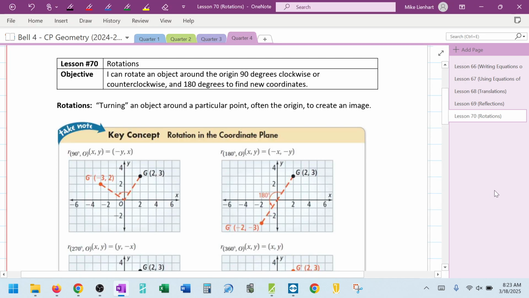This video is about rotations. Rotations are basically taking a location, in this case a point, and turning it around the coordinate plane.